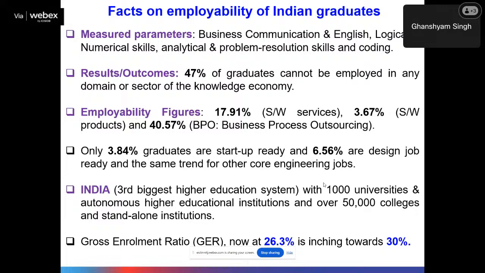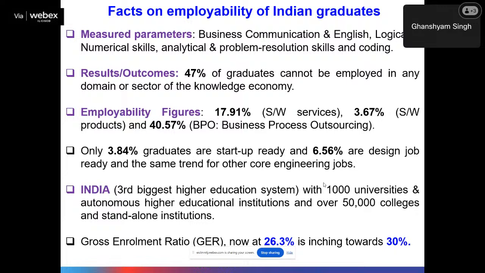So these are the important facts which we need to know before we make policies, or before we implement policies which are good for producing good graduate students. Like our country, India, which is the third biggest higher education system, we are only way behind China and the USA. We have more than 1,000 universities and autonomous higher education institutions and over 50,000 colleges and standalone institutions. So we have a very big higher education system.